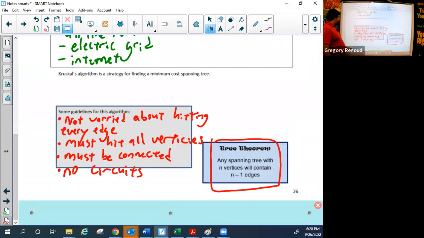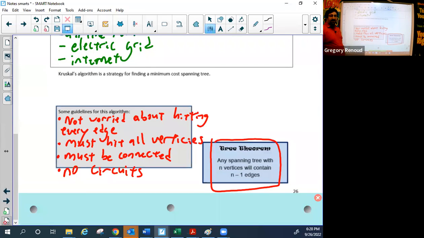And finally, no circuits. Again, I keep saying it. It's a big deal. No circuits in trees. And again, the idea is just start at the smallest and work your way up to the biggest until you meet all of these guidelines.